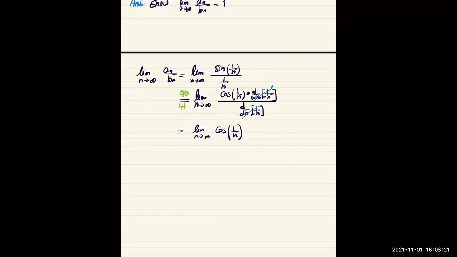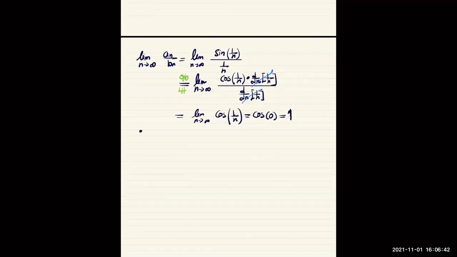Cosine is a continuous function. You could just move the limit inside of cosine, and do the limit of 1 over n, which is 0. We get cosine of 0, and that's equal to 1. That's exactly what we wanted to show. The limit of the ratio is 1, which implies that sine of 1 over n is asymptotically the same as 1 over n. Okay, I think it's my second time. So yeah, this was on the first test.